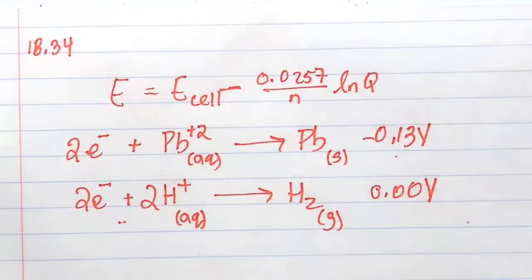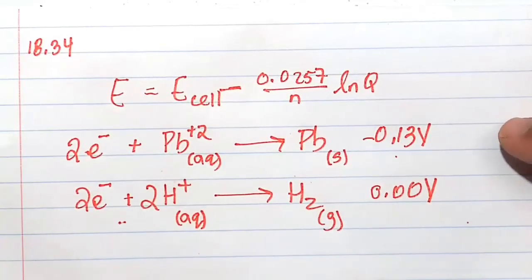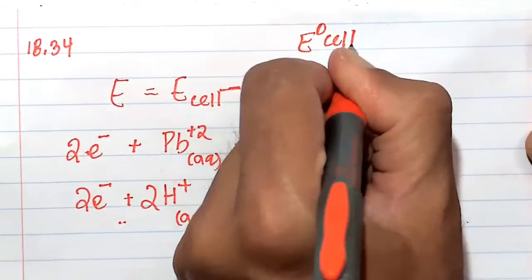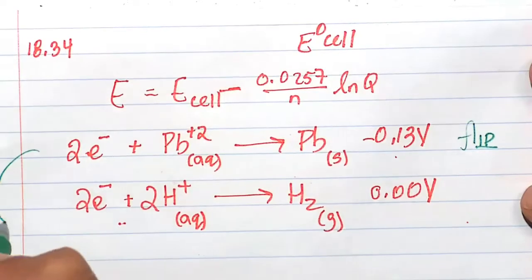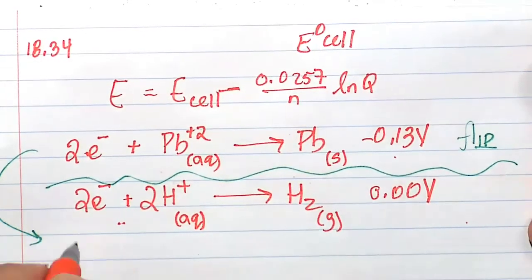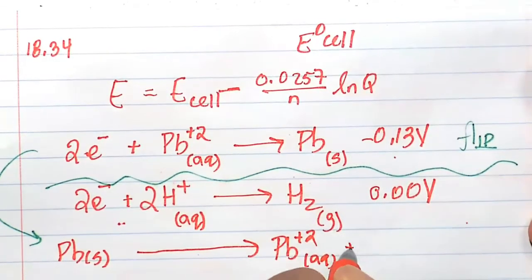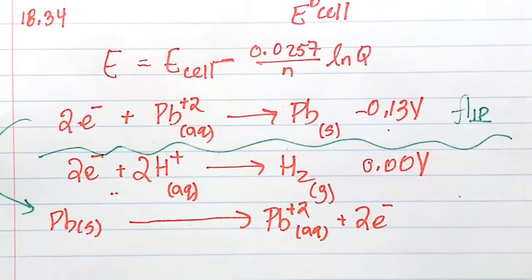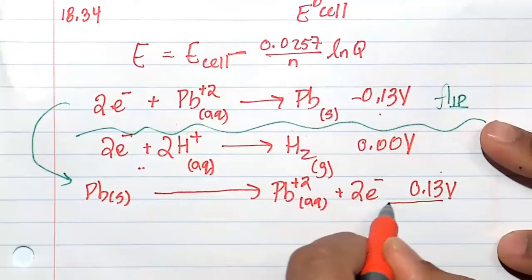Well, both of these are reduction reactions. Both of these gained 2 electrons. That's not how a battery works. One of these will have to get flipped, and if this is to be a successful battery, we need a positive sign for our E cell, which is the cathode and the anode together. Let's flip this first reaction. Flipping it, we get lead solid going to lead 2+ aqueous plus 2 electrons, and flipping that will flip this sign to positive 0.13 volts, and that's going to give us a positive E cell.